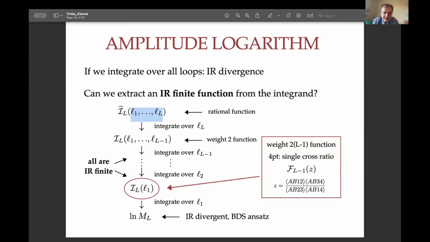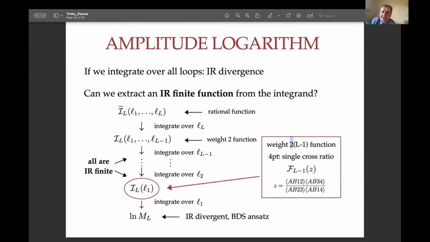Only the last integration renders the IR divergence, and then it's controlled by this BDS ansatz and so on. So we would like to stop here. We would like to stop at the very last step before integrating over the last loop momenta. Now, what is this function? This function will have transcendentality weight 2 times L minus 1. If we integrate the last one, it would be 2L, but it will be divergent. We don't want that. So it's 2 times L minus 1.